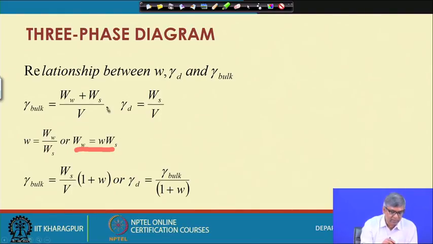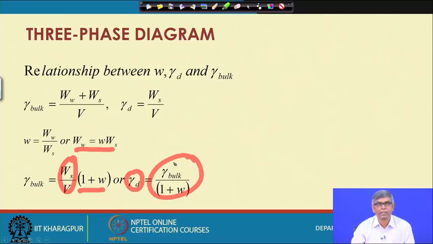then WS and V can be taken out, and 1 plus w comes out. WS by V is nothing but gamma D. So gamma D will be equal to gamma bulk divided by 1 plus w. This is the formula.